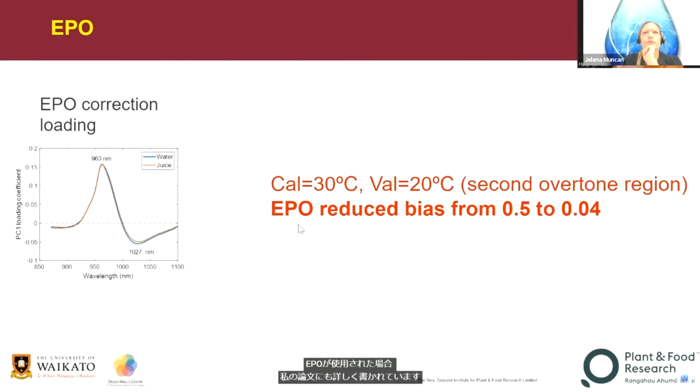So when EPO was used, you can get more details in my paper as well. So calibration was done at 30, validation at 20 degrees Celsius. Using the second overtone region of water, the EPO technique reduced bias from 0.5 to 0.04 degree Brix.